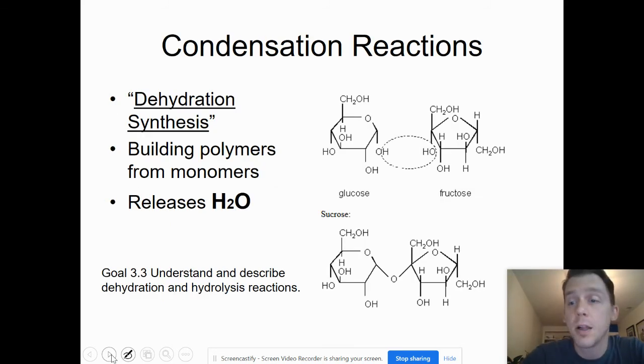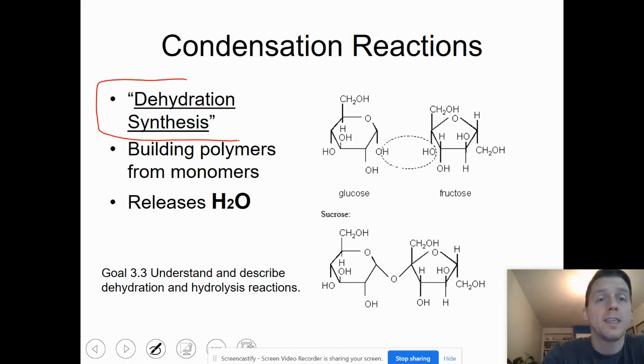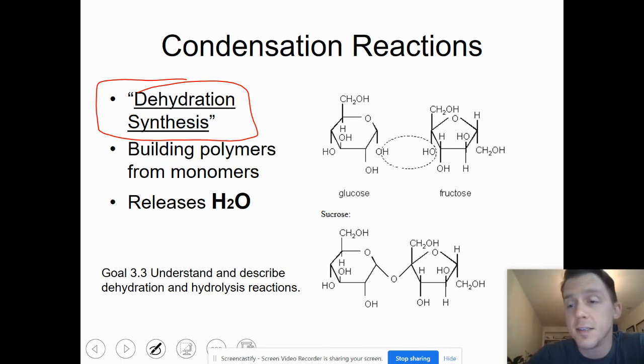Okay, so let's take a closer look into these reactions. Our synthesis reactions are called dehydration synthesis. Remember, we're building something bigger. We're building a polymer from a monomer. Now, in order for these reactions to take place, we must release H2O. So let's take a look at what that might mean.